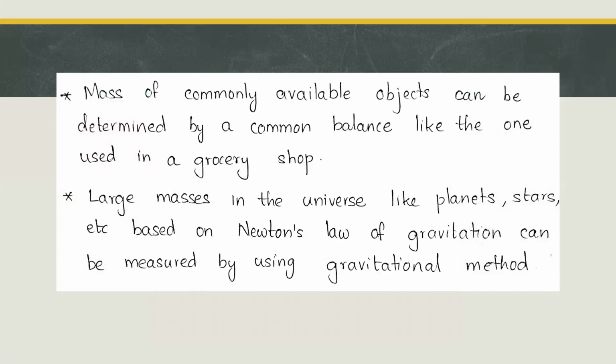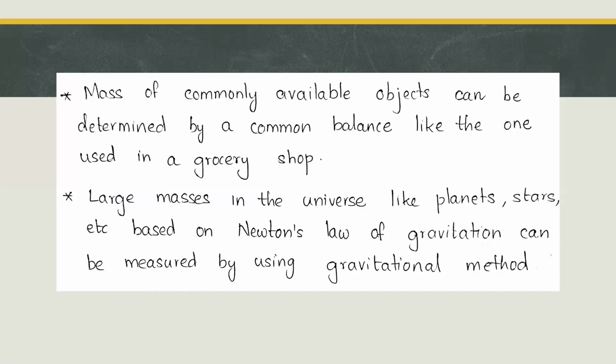Now, mass of commonly available objects can be determined by a common balance like the one used in a grocery shop. As I told you, when we go to buy things like rice, dal, and many other grocery items, to measure them, they use one common balance. Very large masses like planets and stars, to measure them, what can be used? For example, you want to measure the mass of a star or the mass of a moon, then how can you measure them?